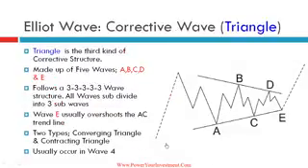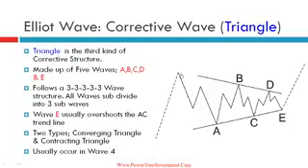The third type of corrective structure is the triangle. Now, a triangle, unlike the zigzag and flat, is made up of 5 waves. See, zigzag was made up of 3 waves, flat was made up of 3 waves, but triangle is made up of 5 waves. So we have A, B, C, D and E. Alright, in zigzag and flat we only had ABC. Now zigzag follows a 5-3-5 structure, flat follows a 3-3-5 structure, but triangle follows a 3-3-3-3-3 structure.